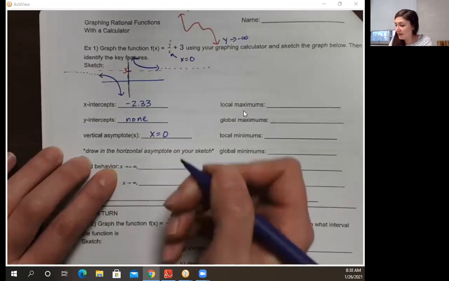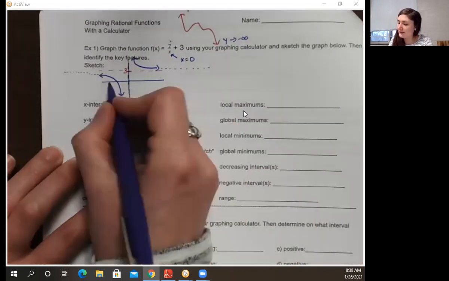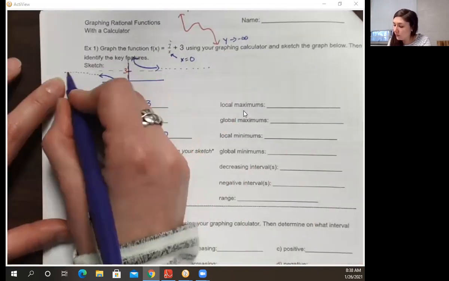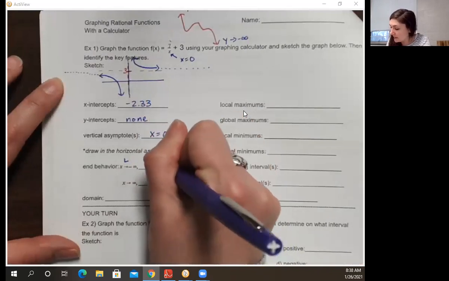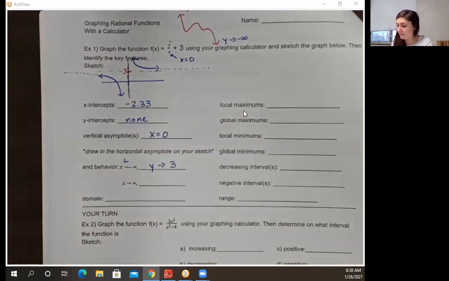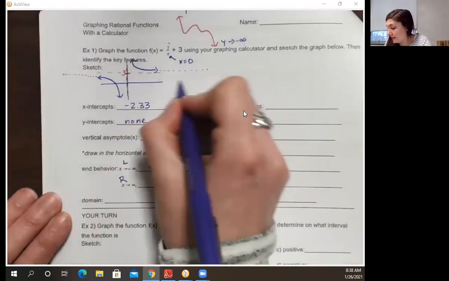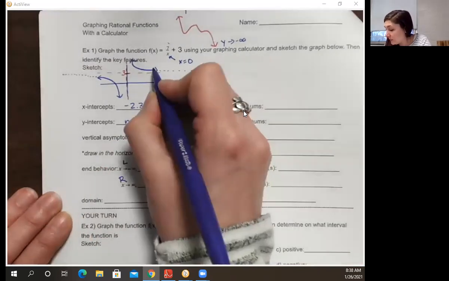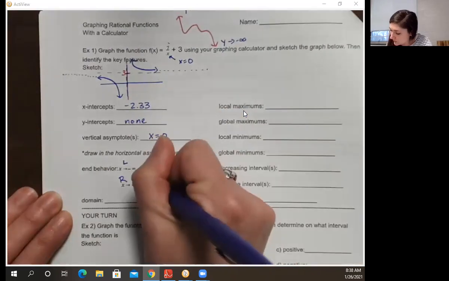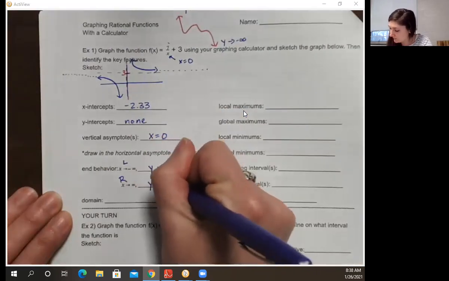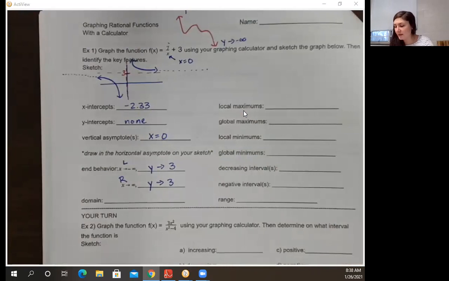So on the left end of our graph, right, when x is a negative number, we're getting really close to 3. So I'm going to say y is approaching 3. And then on the right end of our graph, where x is a positive number, again, we're getting really close to 3. So again, I would say y is approaching 3. So something a little different with our end behavior here.